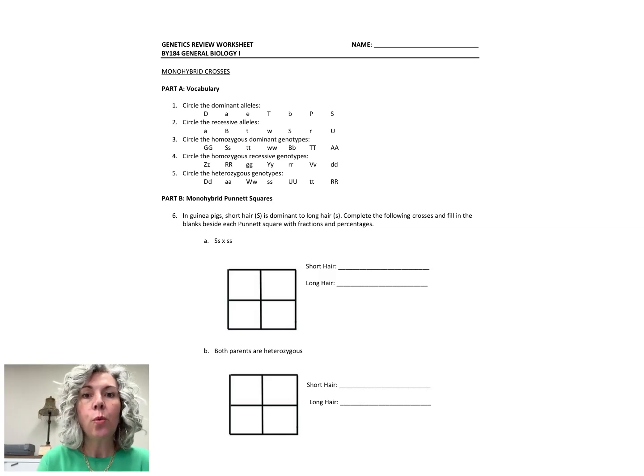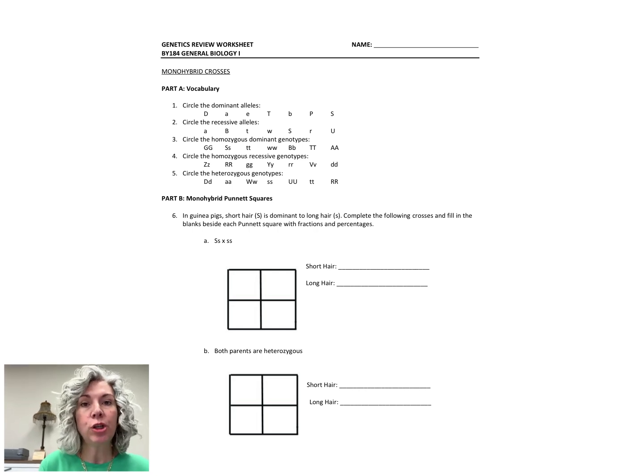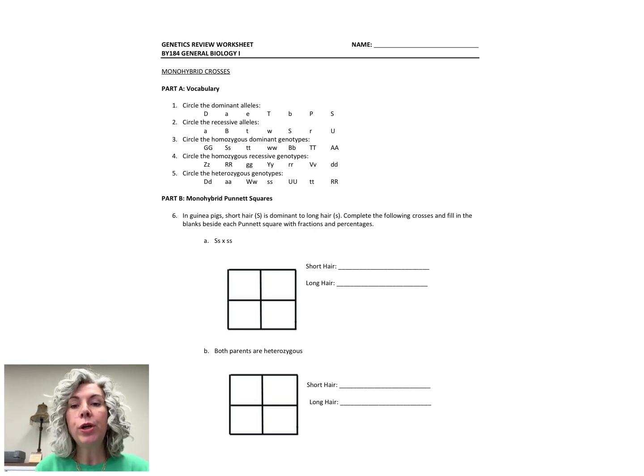Hey everybody, so we're going to take a look at our review sheet for genetics. In this review sheet, the different types of Punnett squares and genetic crosses that you are going to be working through on your final exam appear on this study guide. So we're going to work through these together. Hopefully you've worked through this on your own first.